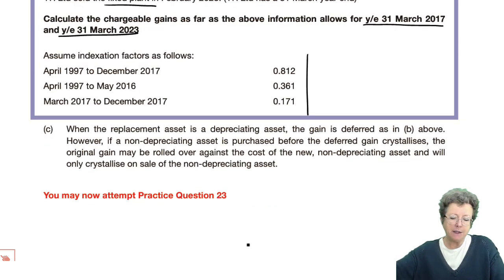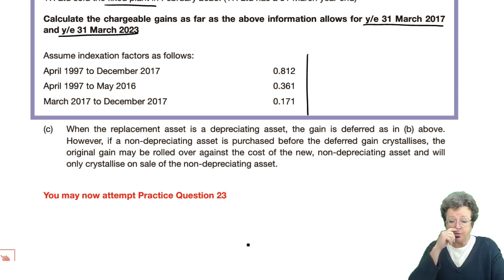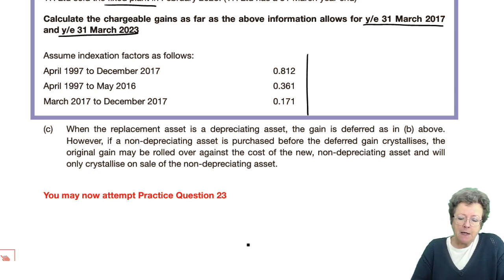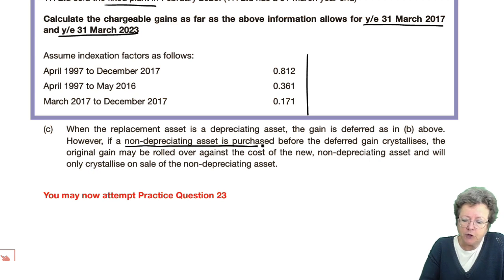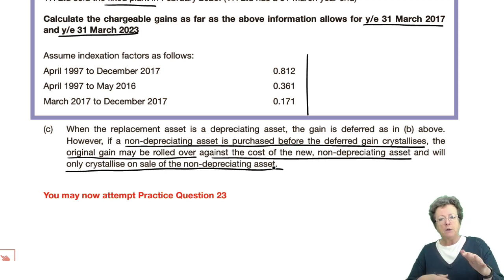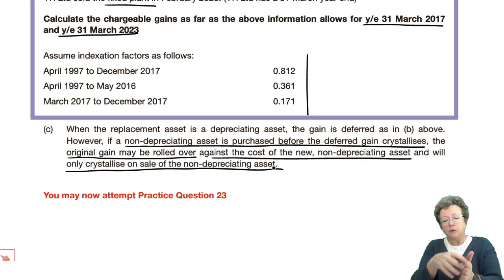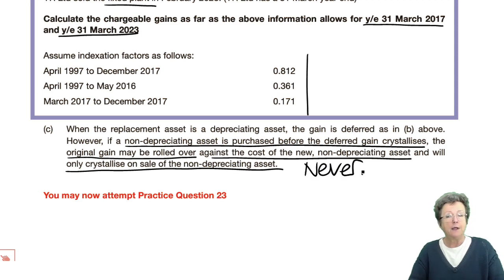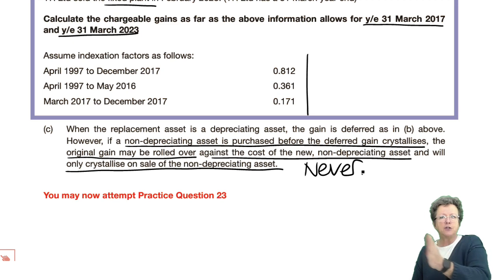Now, when the replacement asset is a depreciating asset and the gain is deferred, as in B above, however, if a non-depreciating asset is purchased before the deferred gain crystallizes, the original gain may be rolled over against the cost of the new non-depreciating asset and will only crystallize on the sale of that non-depreciating asset. In other words, the depreciating asset is a temporary measure, so you could hold it over into there. And if you then buy something that you can claim rollover on, you can defer it back into the asset that's rolled over. You will never have to do one of those in an exam, I would have thought. If you do, you're very, very unlucky, because it's a twofold thing.